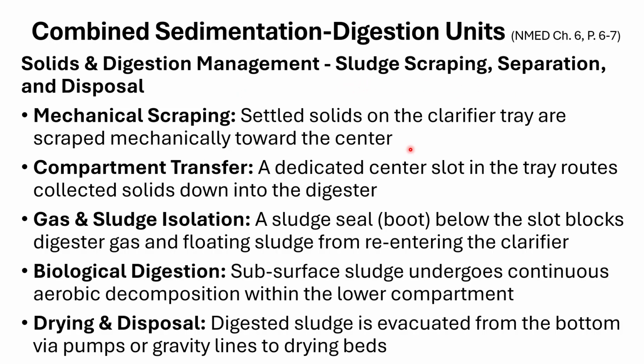So the settled solids on the clarifier tray, they're scraped, same method. We've got a rake, a scraper that's going to scrape it to the center of the clarifier on top of the unit, and that center slot is going to take that sludge and move it down to the digester. It's like instead of pumping it away, we're actually using gravity and that rake to send it to some slots where it's going to come down into the digester.